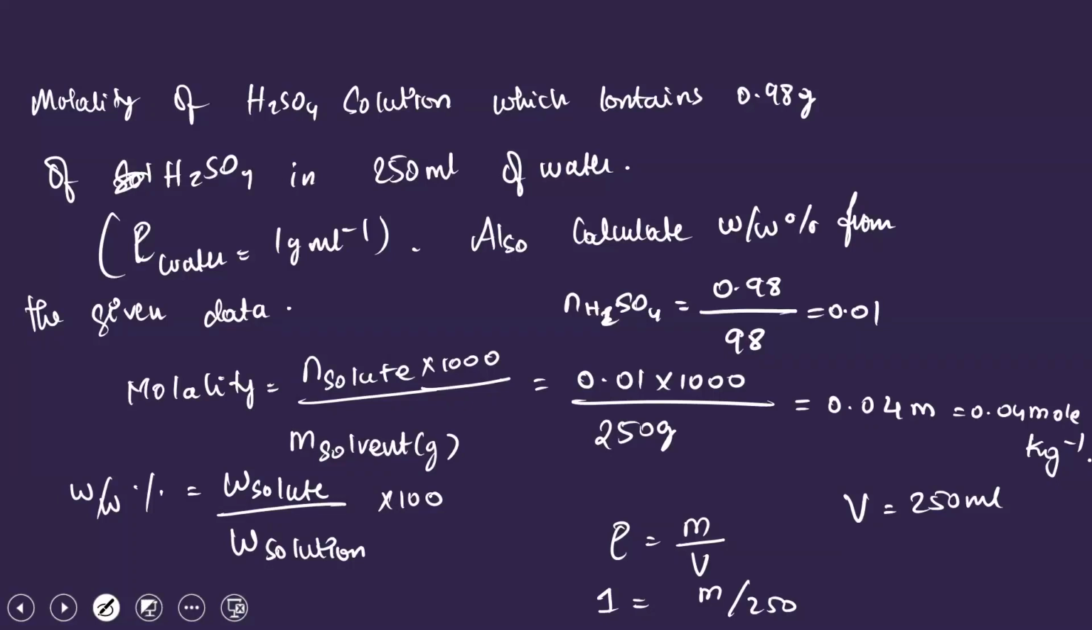Done. Now what they have asked you? Weight by weight percentage, which is weight of solute by weight of solution into 100. What is the weight of solute? 0.98. What is the weight of solution? Weight of solution is equal to weight of solute plus weight of solvent. ரெண்டும் ஆட் பண்ணணும். Weight of solute 0.98, weight of solvent 250 grams. அப்போ 0.98 plus 250 into 100. Is that clear? So if you solve for that, you will easily get the answer.